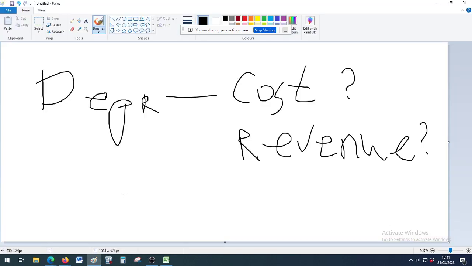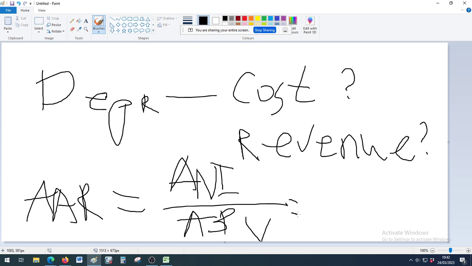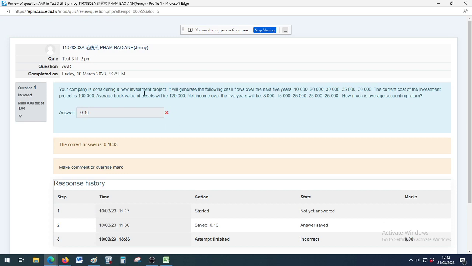Okay, so average accounting return. Average accounting return is average income, or average net income, or average profits, over the average book value. So it should be pretty easy, right? Although we have a lot of data here, some of the data we don't need, like the original project cost. It's just not used in calculating the average accounting return.